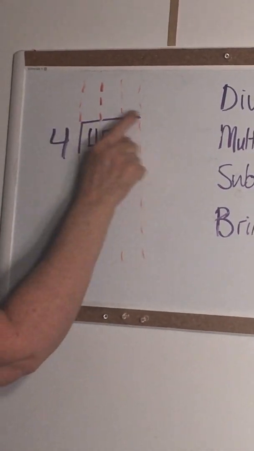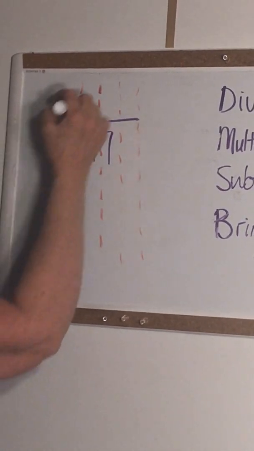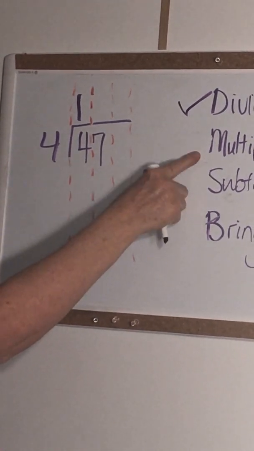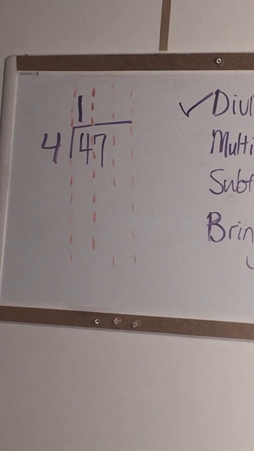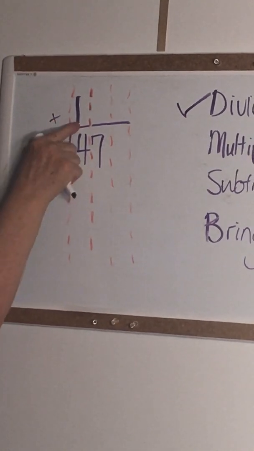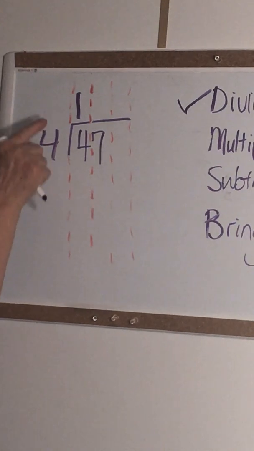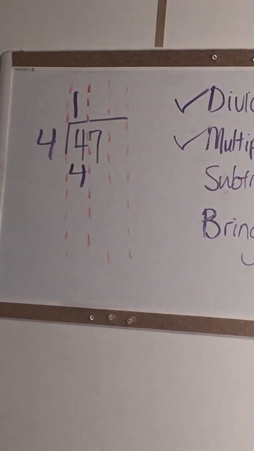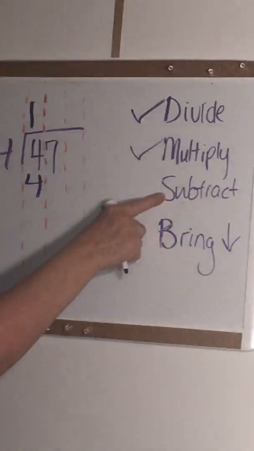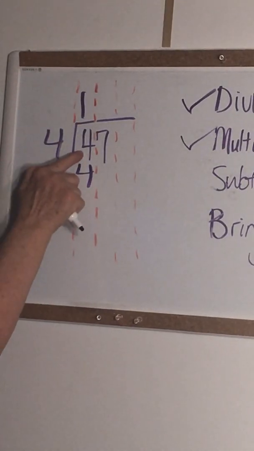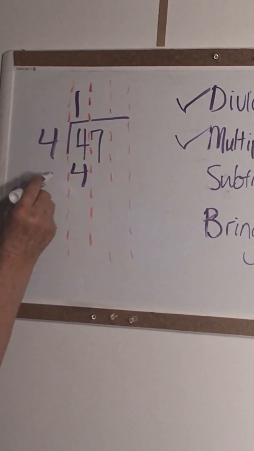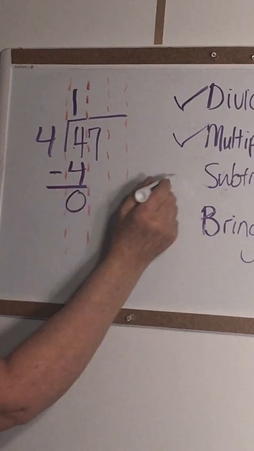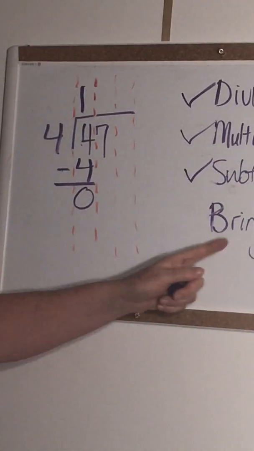So 4 divided by 4 equals 1. I put my 1 in this column. I did divide. What's my next step? Multiply. What's my multiplication problem? Right here, 1 times 4. 1 times 4 equals 4. Did that. What's my next one? Subtract. 4 minus 4. Put my little minus in here. 4 minus 4 equals 0. Did that. I have a bring down.